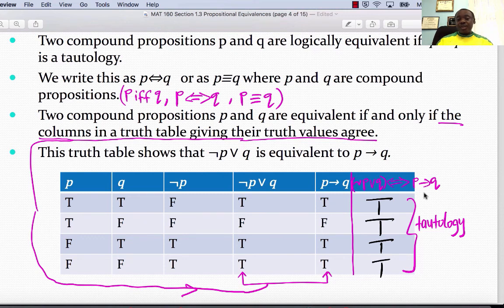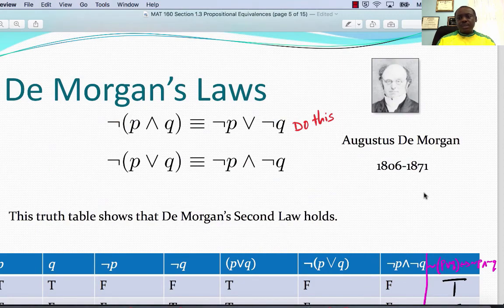I'll also show you some other ways of verifying that two compound propositions are logically equivalent without using a truth table. Augustus De Morgan, 1806 to 1871, gave us what is known as De Morgan's laws. It's very popular. You see that in set theory, in logic, almost everywhere. It claims, number one, that not (P and Q) is equivalent to not P or not Q. The and changes to or, and both propositions are negated. The second one, the or changes to and, and both propositions are negated.